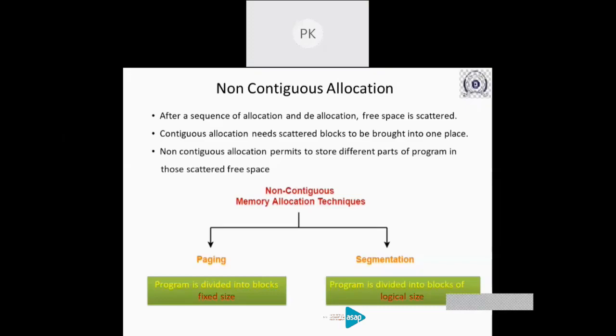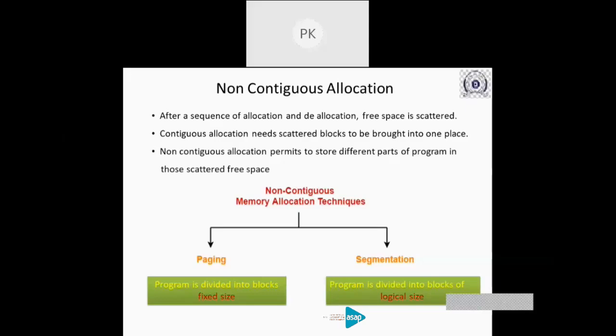So what we do is, instead of allocating the space in a contiguous way, we divide the program into different blocks or fragments, and these fragments are stored into the holes scattered over the RAM. So this is what is non-contiguous allocation, and the way in which we divide the process decides the different types of non-contiguous memory allocation technique.